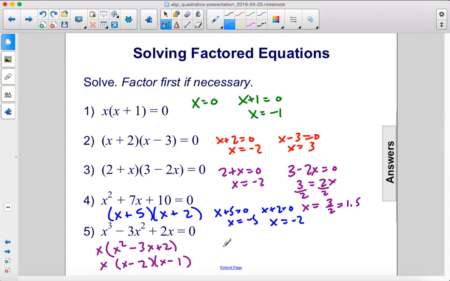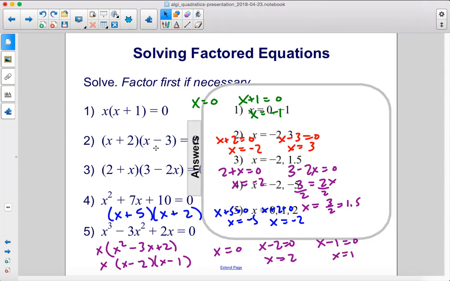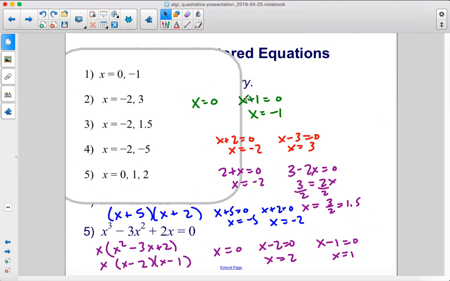which means there's 3 options. X equals 0, which is this; x minus 2 equals 0, which is this one; or x minus 1 equals 0. So this one would be x equals 2, and this one would be x equals 1. So we have 0 and negative 1, negative 2 and 3, negative 2 and 1.5, negative 2 and negative 5, 0, 1, and 2.